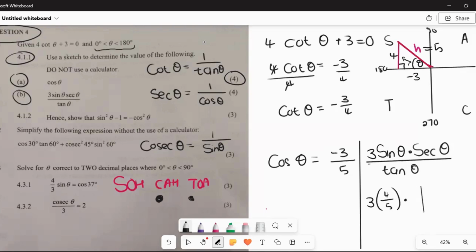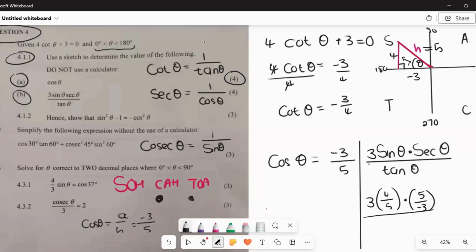Remember, we said sec is the opposite of cos, all right? So cos is adjacent over hypotenuse, therefore our adjacent is going to be negative 3 over hypotenuse, which is 5. Meaning now our sec is just going to be the reciprocal of that, which is 5 over negative 3, okay? And then we have it over tan theta.